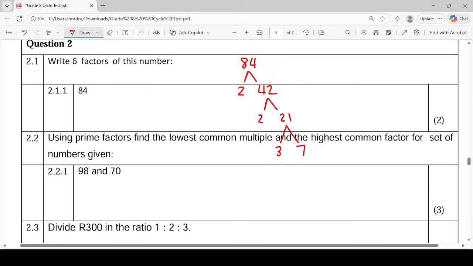Okay, so we've got 1, 2, 3, 4, 5, 6 factors here. 1 is a factor, 2 is a factor, 3 is a factor, 7 is a factor, 21 is a factor, and 42 is a factor. There's 6 factors. The only thing that was tricky about this one would be to include 1 as a factor because it's not in your prime factor tree, but 1 is always a factor.